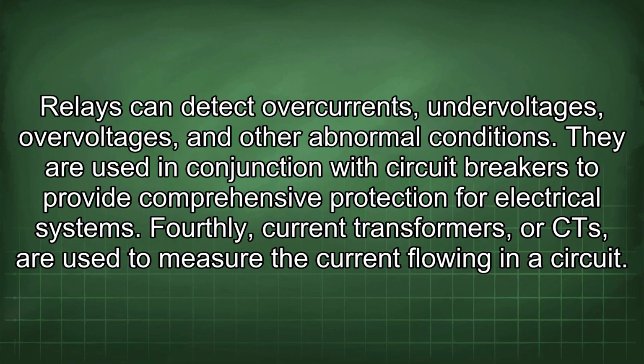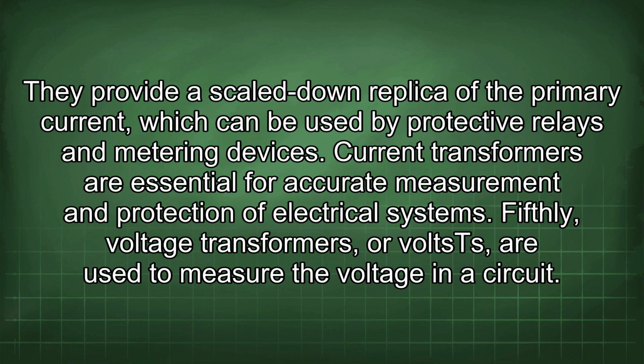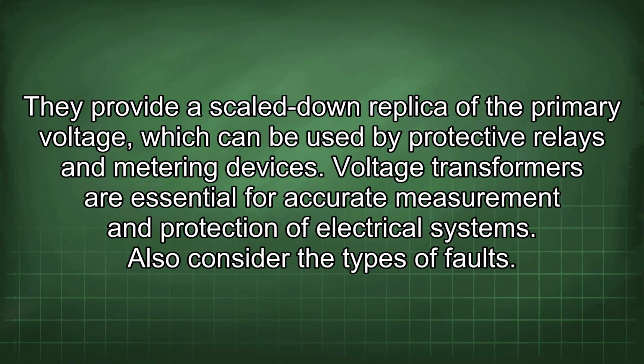Fourthly, current transformers, or CTs, are used to measure the current flowing in a circuit. They provide a scaled-down replica of the primary current, which can be used by protective relays and metering devices. Current transformers are essential for accurate measurement and protection of electrical systems. Fifthly, voltage transformers, or VTs, are used to measure the voltage in a circuit. They provide a scaled-down replica of the primary voltage, which can be used by protective relays and metering devices. Voltage transformers are essential for accurate measurement and protection of electrical systems.